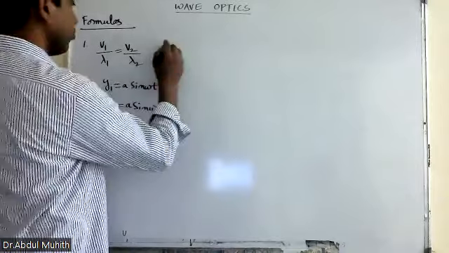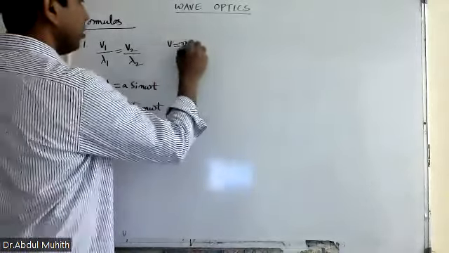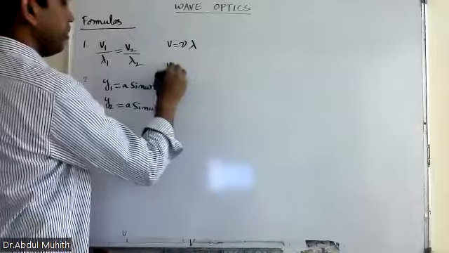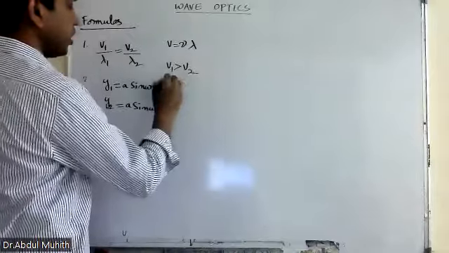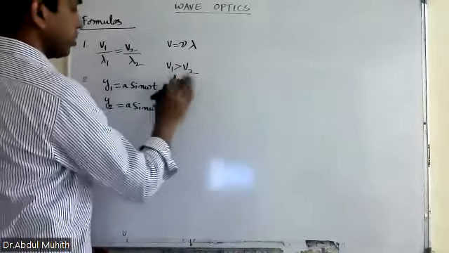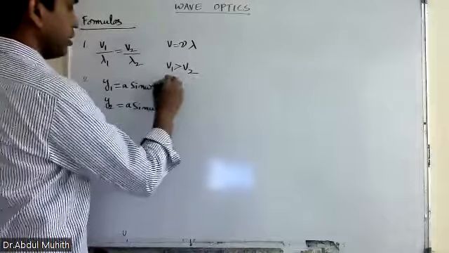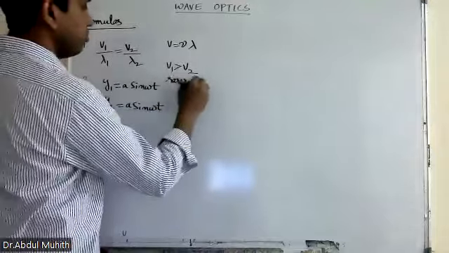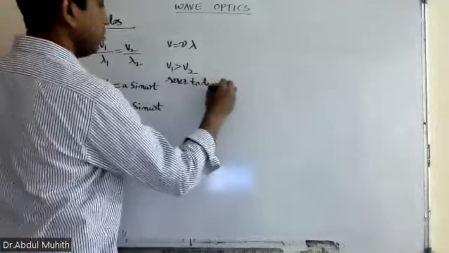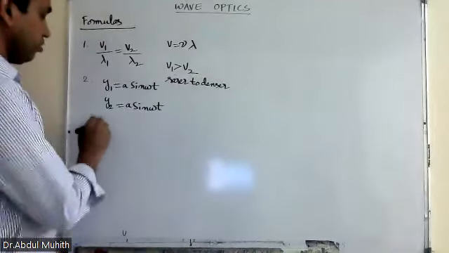V1 is greater than V2. V is equal to nu lambda. Keep this in mind. And V1 is greater than V2 if the light is traveling from a rarer to a denser medium. So what will happen now?